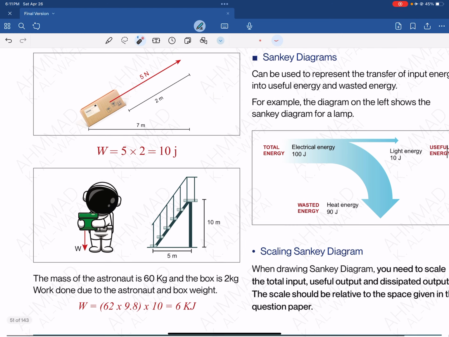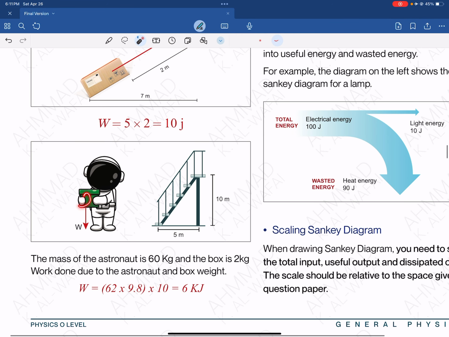Now, how about going up the stairs holding a certain box, and I'm asking you to calculate the work done due to the weight, or due to gravity? In other terms, this guy is going to go up the stairs and you want to calculate the work done. His total mass was 60 kilograms and he had a box of 2 kilograms. In this case, the main force is the weight of the box and the man. That weight is about 62 multiplied by 10, so about 620 newtons.